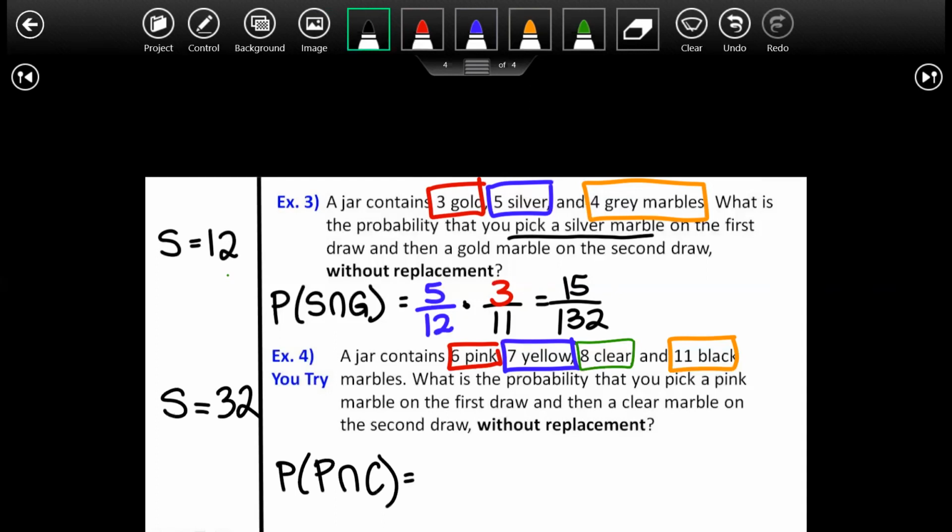So, what's the probability of getting a pink marble? 6 of the 32 chances of getting it. Bravo. If we take 1 away from that sample set and we don't replace it, how many do we have remaining? 31. What color are we going to get on the second one? Which represents what? 8.